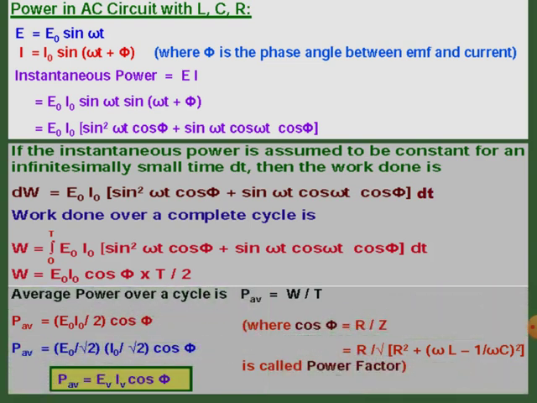Now let's see your average power, which is denoted by P average, and will be equal to total work done divided by total time. So during one complete cycle of AC, the time will be what? Time period. So total work done divided by total time will give you your average power. If you divide this total work done by the time period, T will cancel and you will have only E naught I naught cosine of phi divided by 2, where cosine of phi will be equal to R by Z.